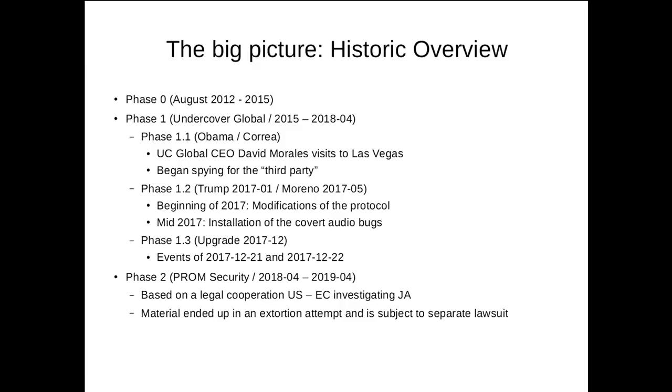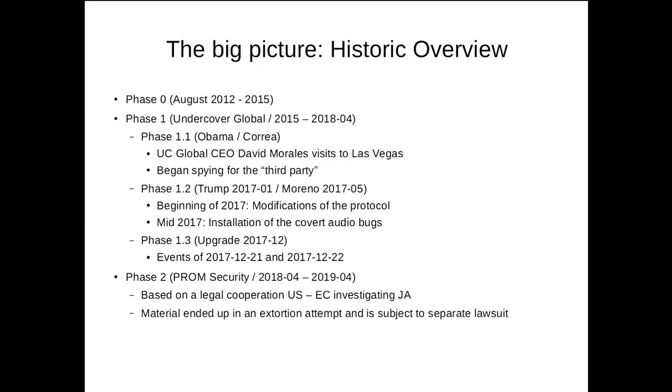However, the big picture is to make you understand the historic overview of events. So there was an initial phase when he got into the embassy, when they were actually unprepared, of course, for him coming in there. And they actually had a surveillance camera for checking the visitors before they entered the building, but that was more or less it. Then in 2015, this company got engaged and installed a lot of things. There were, however, three different phases, which I want to separate here for you to understand. The first phase was under US President Obama and the more left-wing government of Ecuador under President Correa.